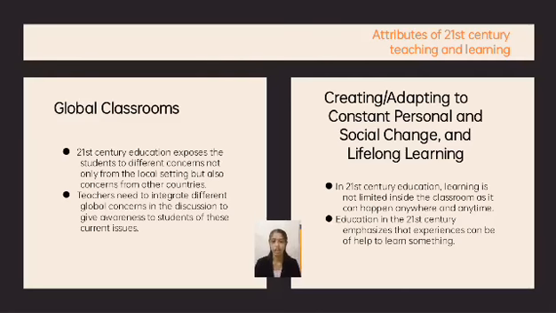Creating or adapting to constant personal and social change and lifelong learning. In 21st century education, learning is not limited inside the classroom, as it can happen anywhere and anytime. Education in the 21st century emphasizes that experiences can be of help to learn something. So we are in the 21st century where we can learn easily everywhere we go. Lifelong learning does not have to be limited to informal learning. It is characterized as voluntary, aimed at achieving personal fulfillment. This could be accomplished through informal or formal education.